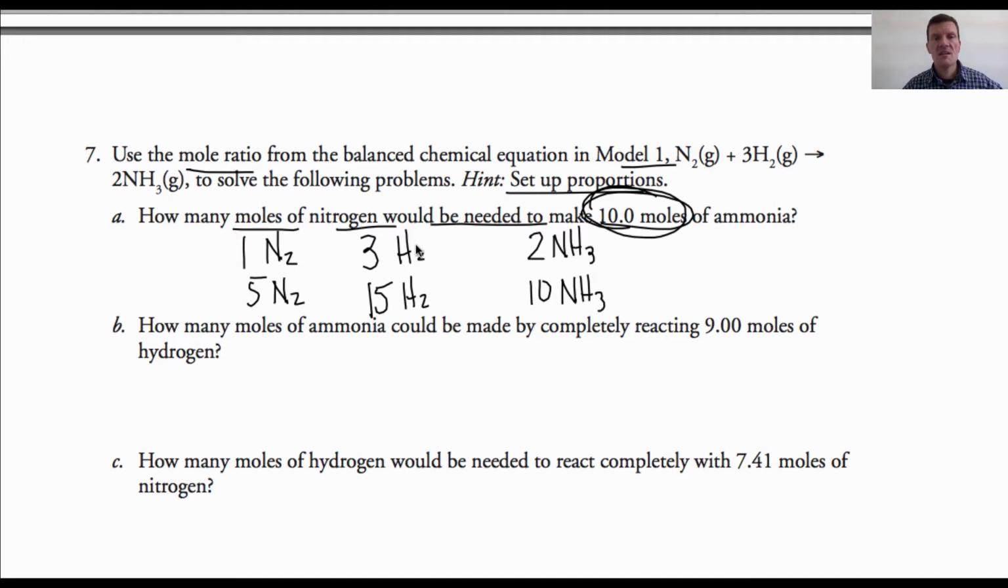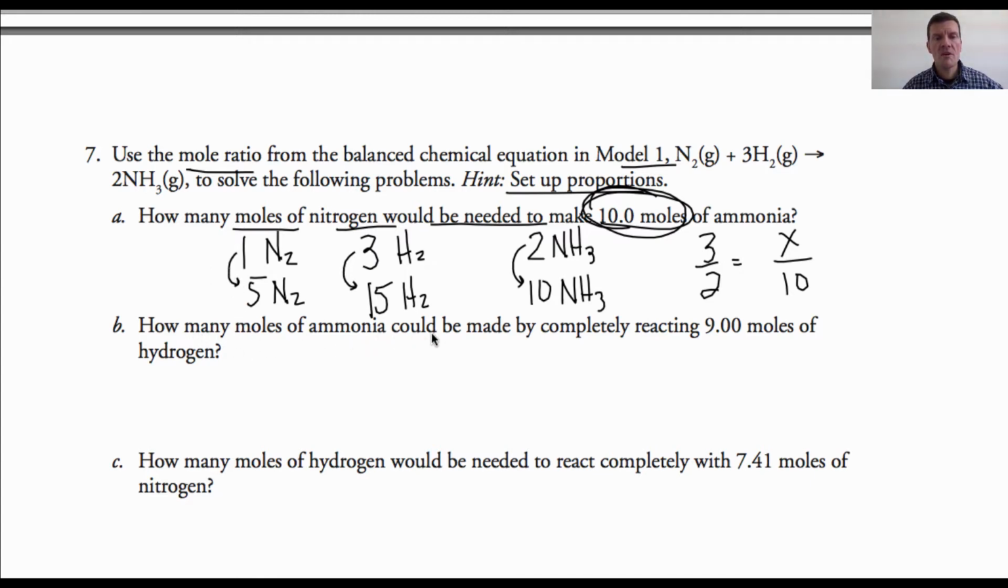You can say 1 to 3 to 2, or 3 to 2. 3 to 2 is equal to what to 10? And you can cross multiply and solve for that. Or you can just think about it. What multiplier, what factor did this increase by? Then these have to increase by the same factor.